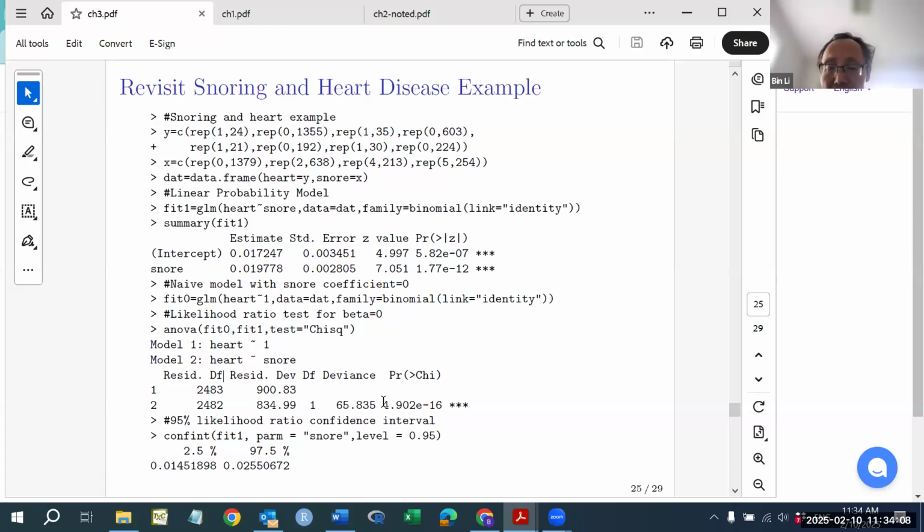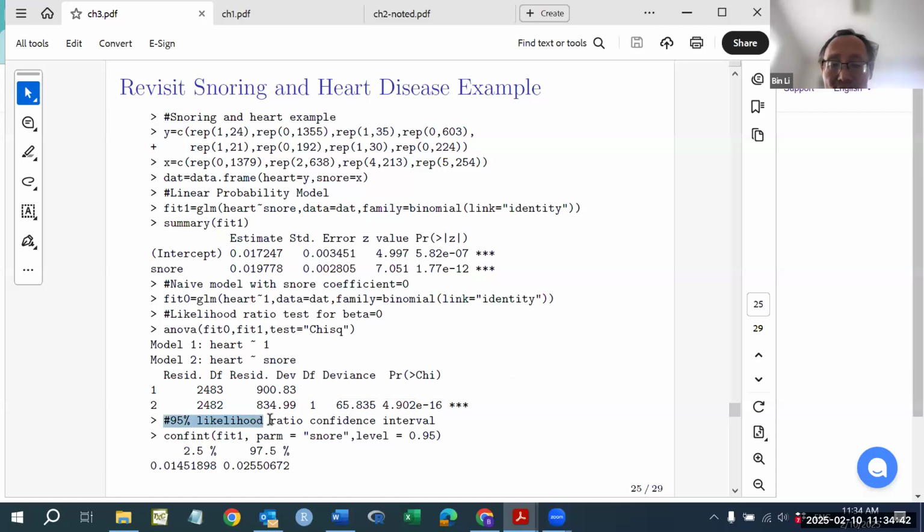You can see that the p-value is slightly different from the Wald test. You can see the deviance, and the p-value is highly significant. So that means there is a significant snoring effect in the model. These 2 models are very different, which shows the importance of including the snore variable.